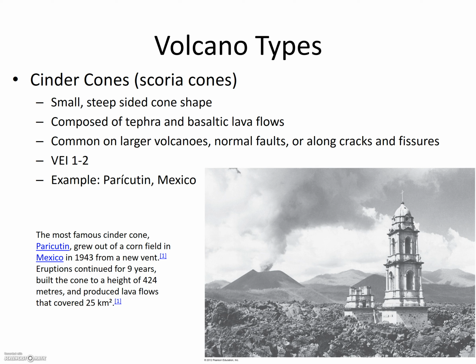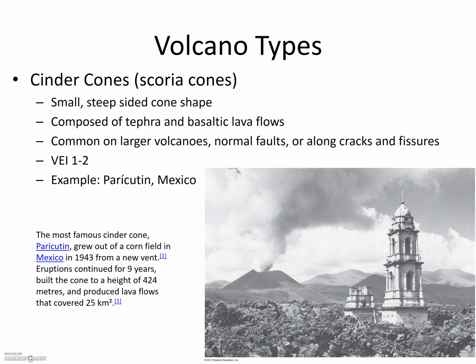Cinder cones, sometimes referred to as scoria cones, are small, steep-sided, cone-shaped volcanoes composed of tephra and basaltic lava flows. They are common on larger volcanoes, normal faults, or along cracks and fissures, and have a VEI of 1 to 2. An example is Paricutin, Mexico, as depicted here.